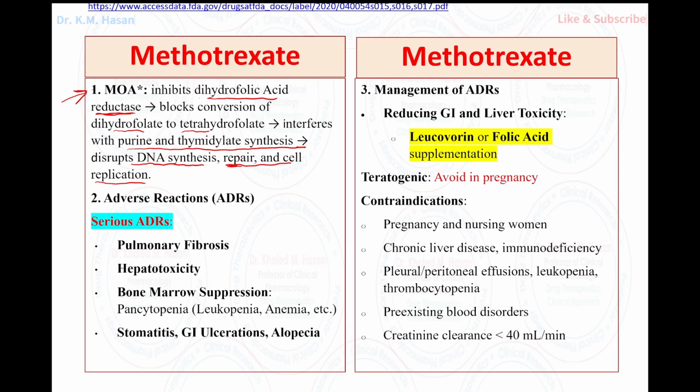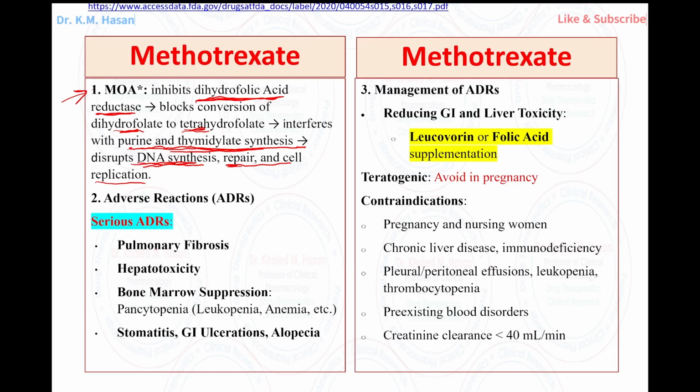So all these related to the effect of methotrexate. Number one, we need to remember the main step for the methotrexate. Methotrexate inhibits dihydrofolic acid reductase. It prevents conversion of dihydrofolate to tetrahydrofolate, and this will interfere with the synthesis of purine and thymidylate, and the end result will be disruption of DNA that is responsible for repair and cell replication, and this will lead to cell death.